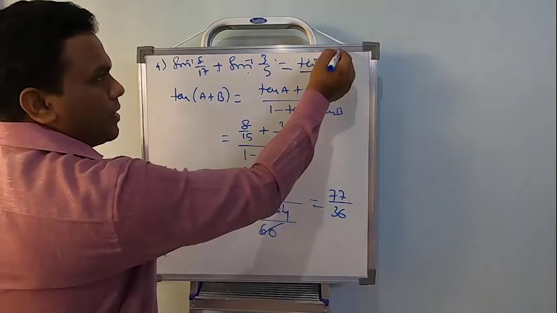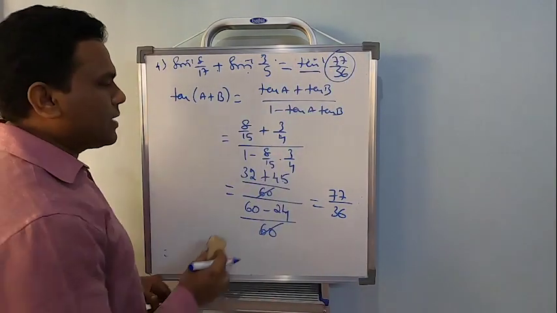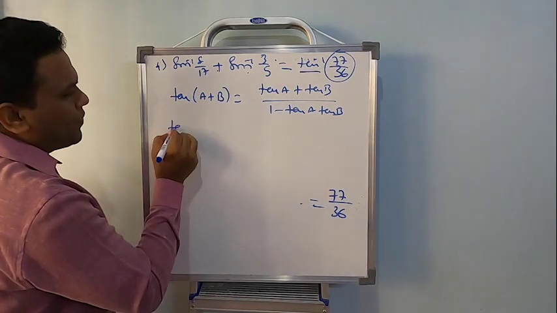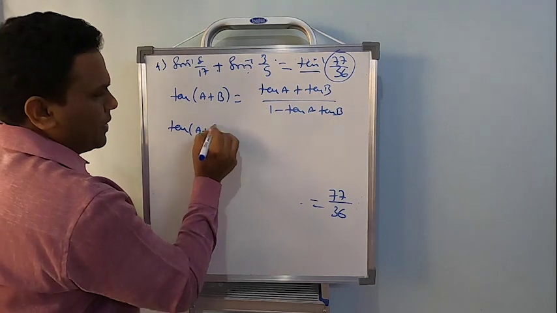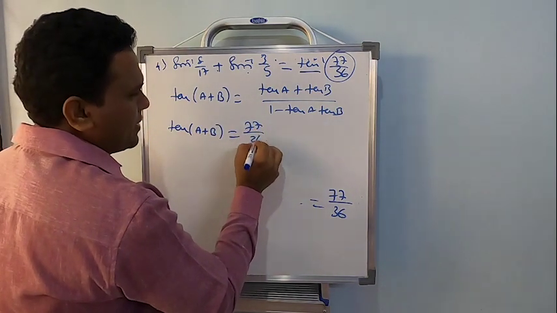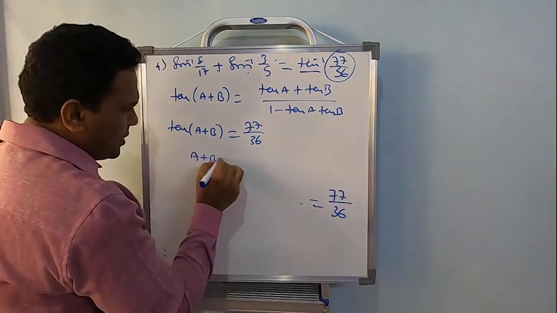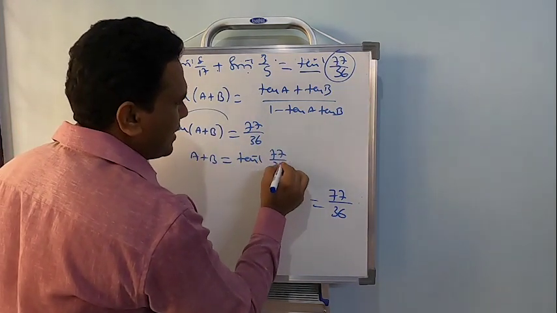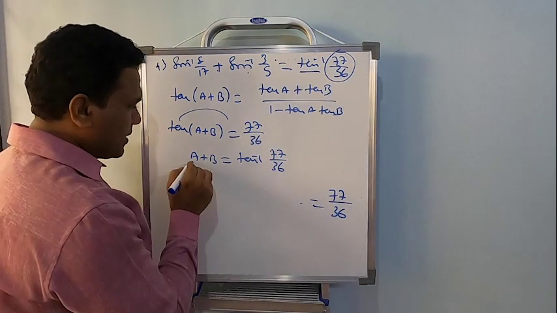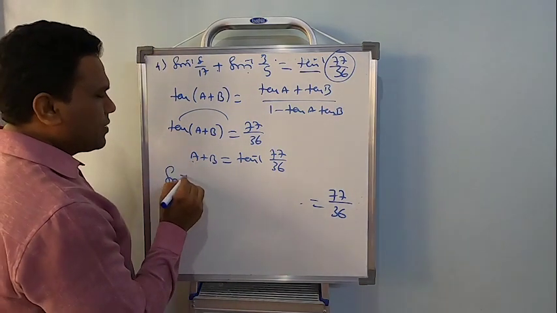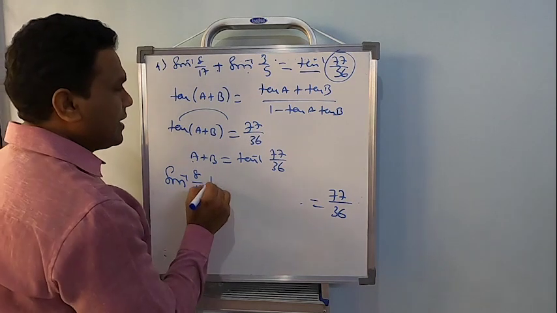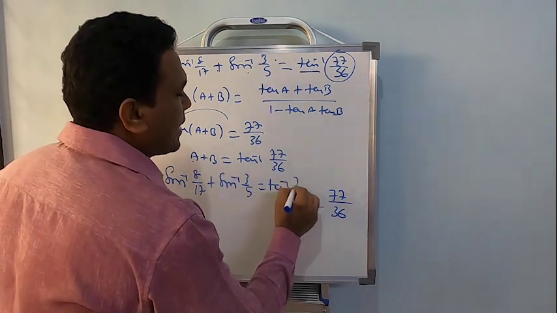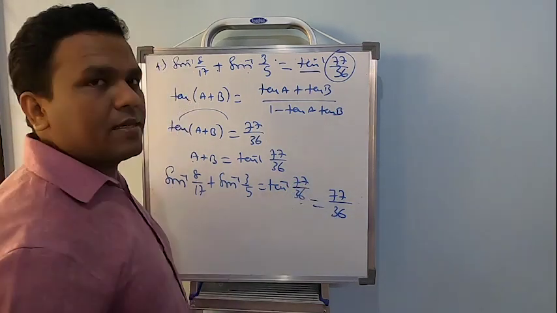Now look at this, I already got my required value. The rest is just arrangement. So what I got finally is tan of a plus b equal to 77 by 36. Therefore a plus b equal to, shifting tan, tan inverse 77 by 36. Now finally substitute for a and b. The value of a was sin inverse 8 by 17, and the second term sin inverse 3 by 5 is equal to tan inverse 77 by 36.